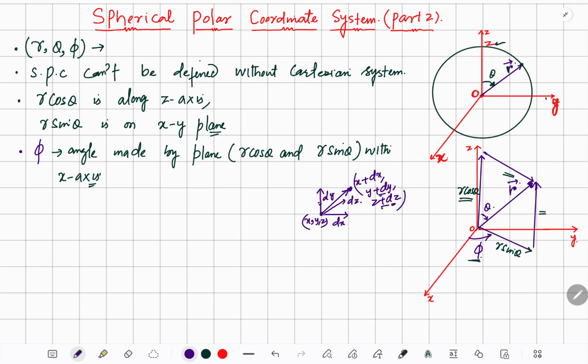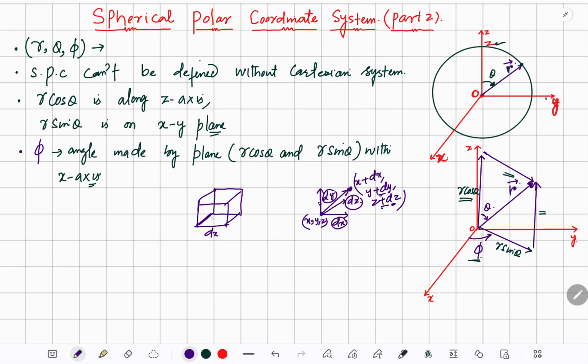And if you see here, the volume of the cube formed by dx, dy, and dz, we can make a small cube here.